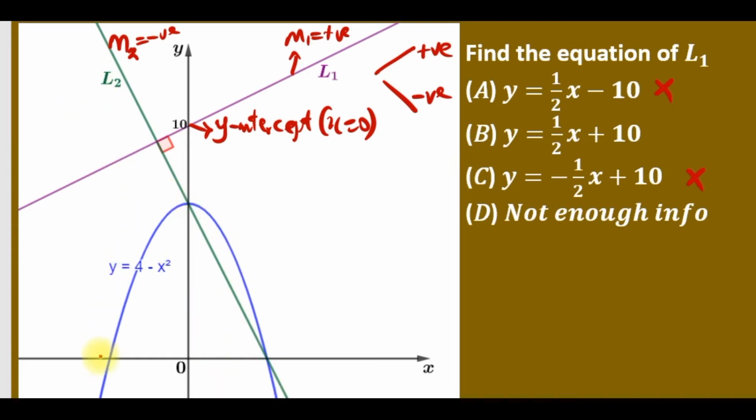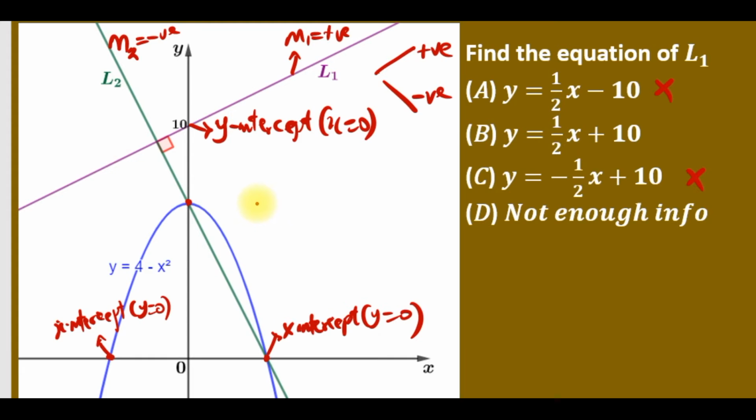We are given a quadratic function, and we know that the important points in a graph are the x and y intercepts. So this point and this point are very important. And at the x-intercepts, y is 0. So we're going to substitute the value of y to be 0, because the equation of this curve is y equals 4 minus x squared.